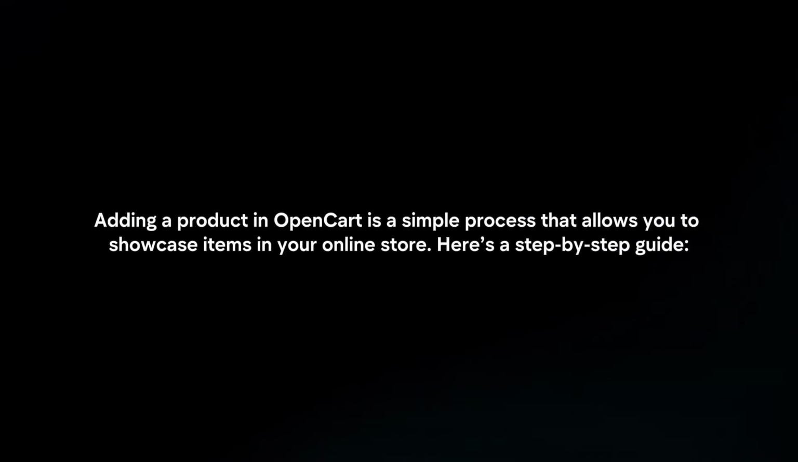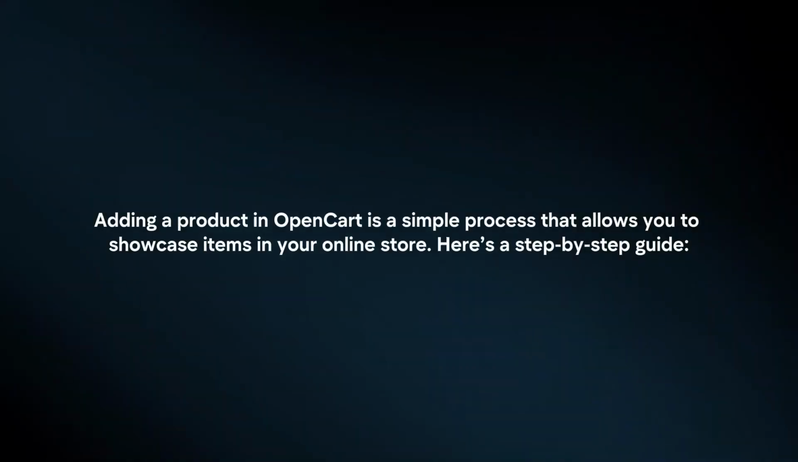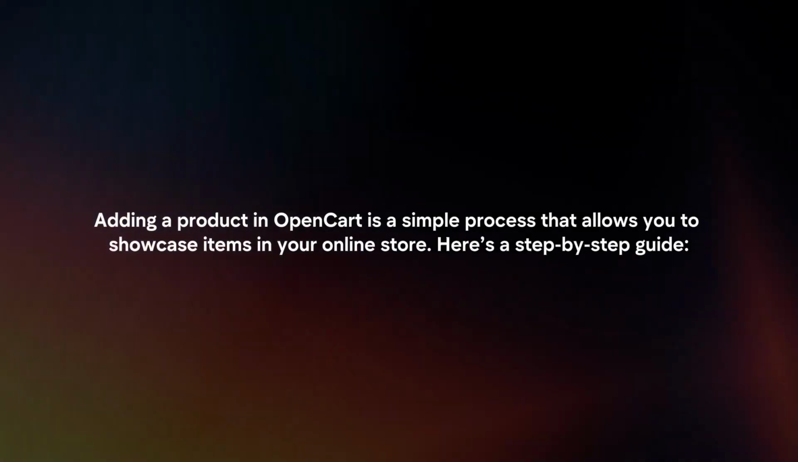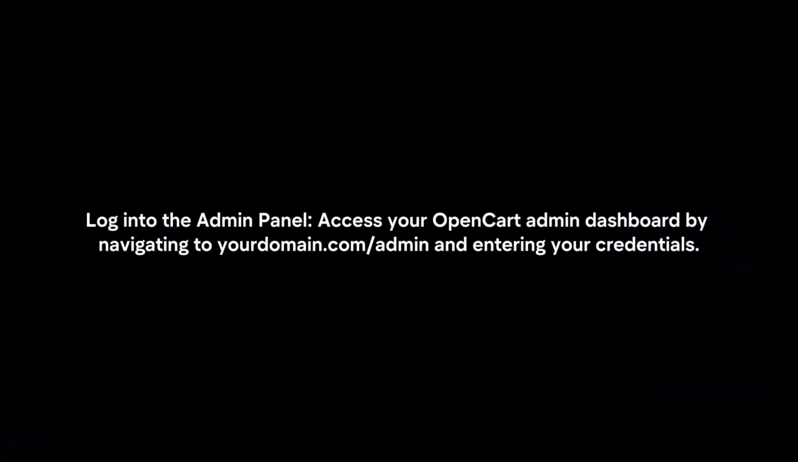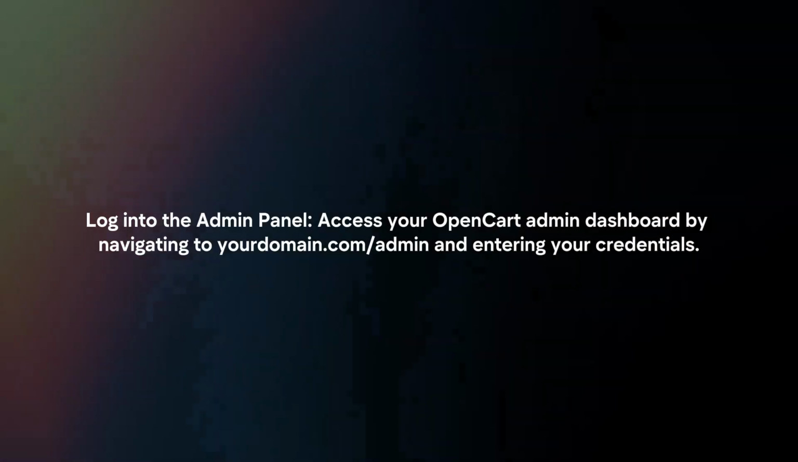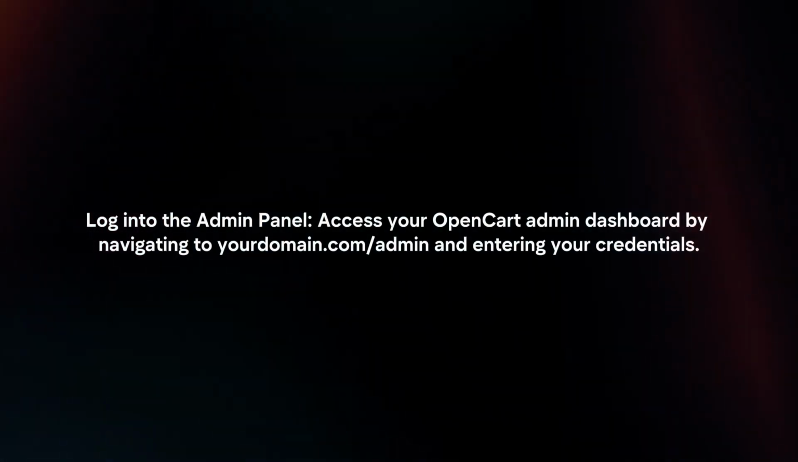Adding a product in OpenCart is a simple process that allows you to showcase items in your online store. Here's a step-by-step guide. Log into the admin panel. Access your OpenCart admin dashboard by navigating to yourdomain.com/admin and entering your credentials.